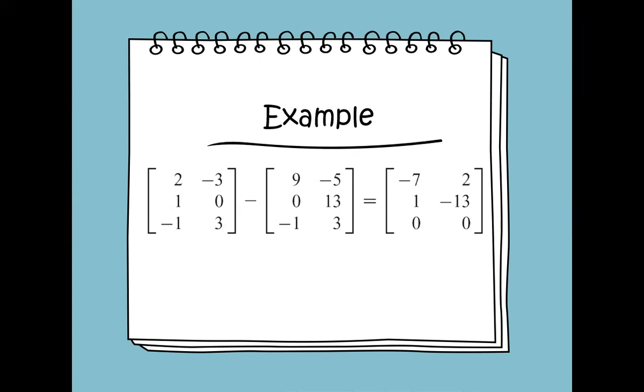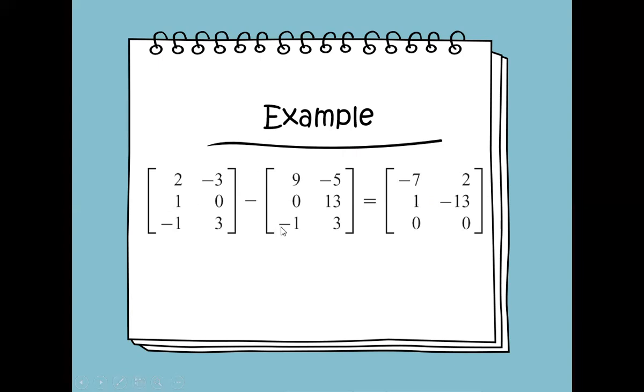And now let us take the corresponding element of 2, which is 9. So 2 minus 9, it's -7. -3 minus -5, minus and -5 will be equals to plus. So -3 plus 5 is 2. 1 minus 0 equals to 1. 0 minus 13 equals to -13.